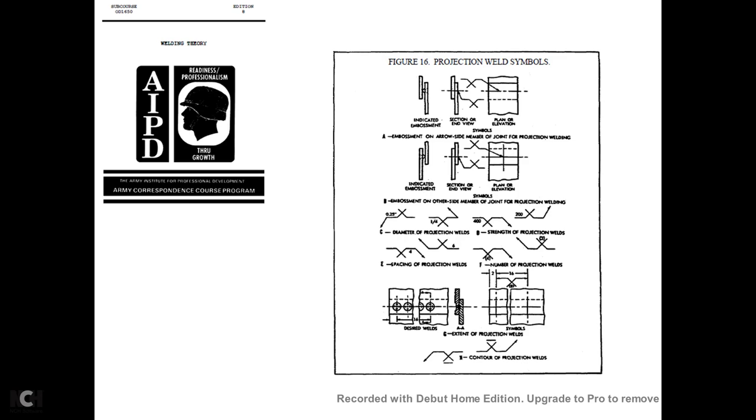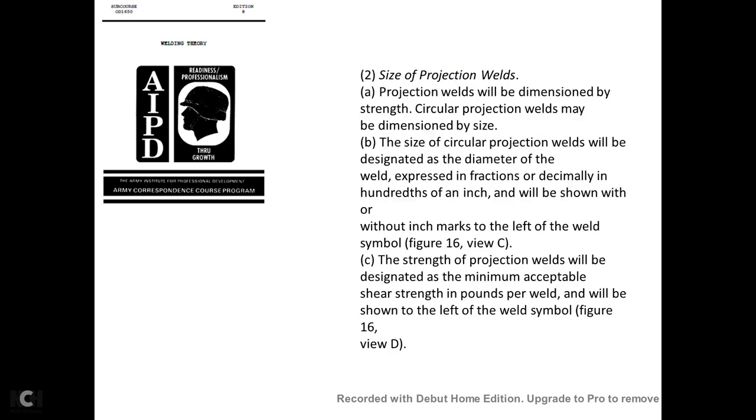Below that, you have C. The diameter of the projection welds. D. The strength of the projection welds. E. The spacing of the projection welds. F. Number of projection welds. G. The extent of the projection welds, and H. The contour of projection welds.